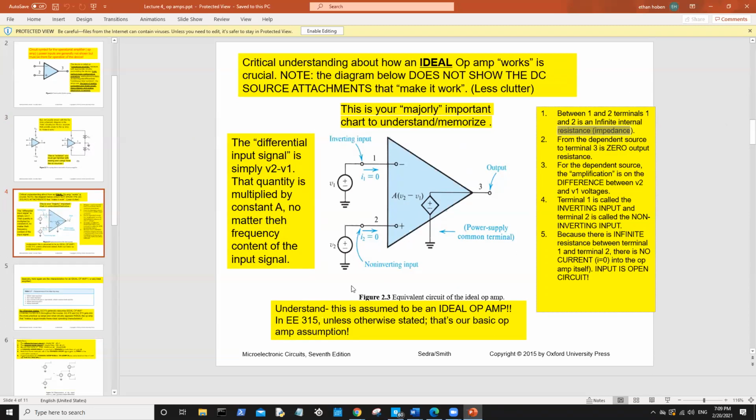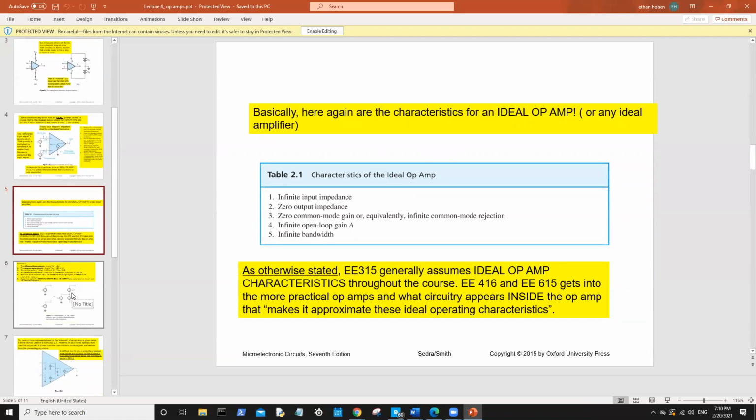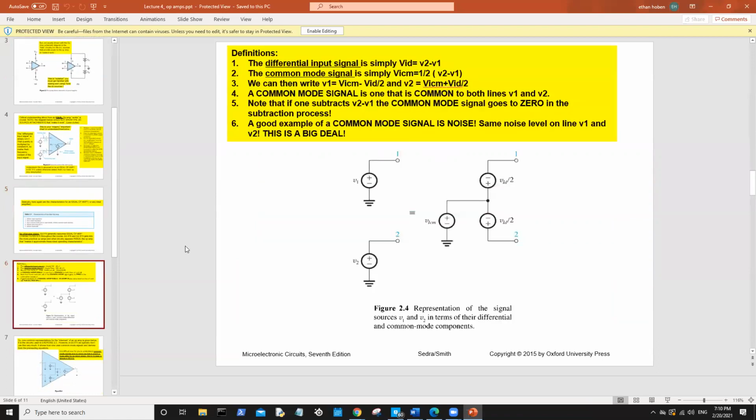Cool. This is the ideal. We've gone over these a bunch of times, but we'll list them one last time. Characteristics of the best op amp: infinite input resistance or impedance, whatever you want to say, 0 output impedance, 0 common mode gain, or equivalently infinite common mode rejection, infinite open loop gain A, and infinite bandwidth. You want it to work everywhere. You want it to give you infinite energy. You want it to never have to subtract and make a 0. You want it to have no output resistance and no input resistance. Unlimited power. Ideally, of course.